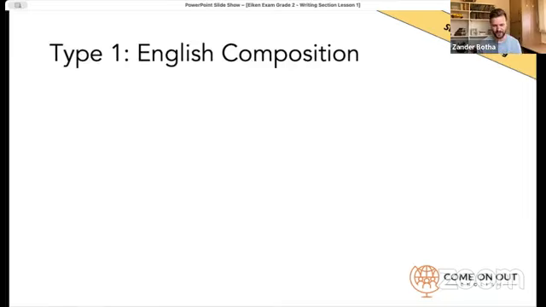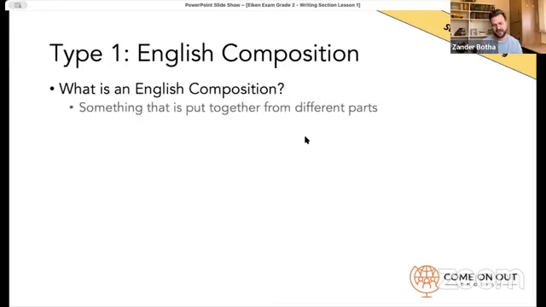Okay, quite a difficult word in the English language. But although it is a difficult word, it's actually very simple. An English composition is something that is put together from different parts in English. So the word composition means it has different parts that you put together to form something that is complete. So that is specifically the task for Eiken Exam Grade 2. The second writing task is you need to create an English composition.